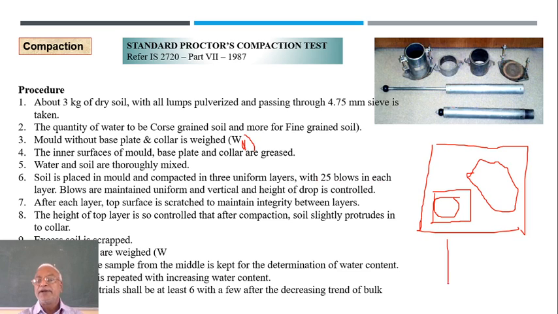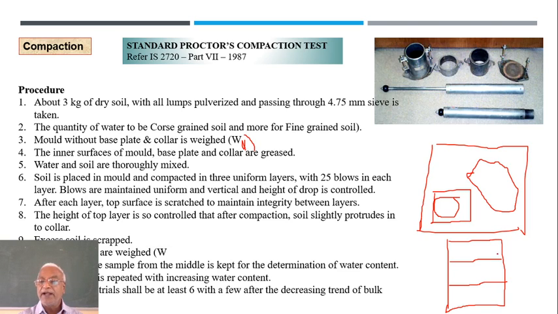Means if I try to show the mold in vertical way, you approximately fill the soil more than half, and then when you go on compacting, it should so happen that it will be covering 1/3 of the volume. That is what it means, right? Now after each layer, the top surface is scratched to maintain integrity between the layers, and then again the soil is added, again the compaction is done.